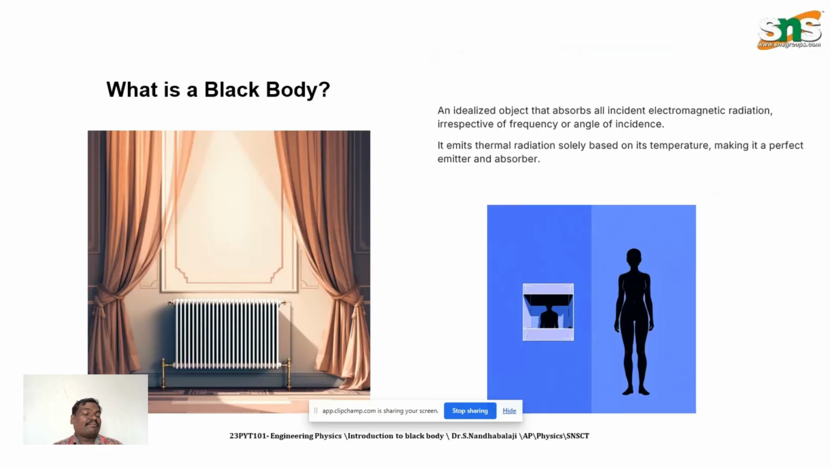What is a black body? An idealized object that absorbs all incident electromagnetic radiation, irrespective of frequency or angle of incidence. It emits thermal radiation solely based on its temperature, making it a perfect emitter and absorber.